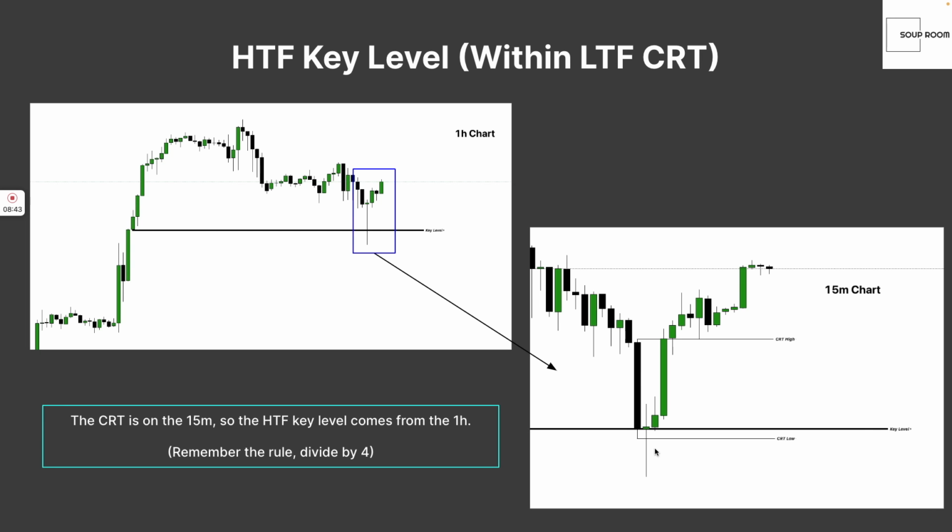Turtle soup, wick below, bullish, entry long, towards the opposing end of the range. Remember the rule, divide by 4. If the higher time frame key level is coming from the 1 hour chart, the CRT will be on the 15-minute.